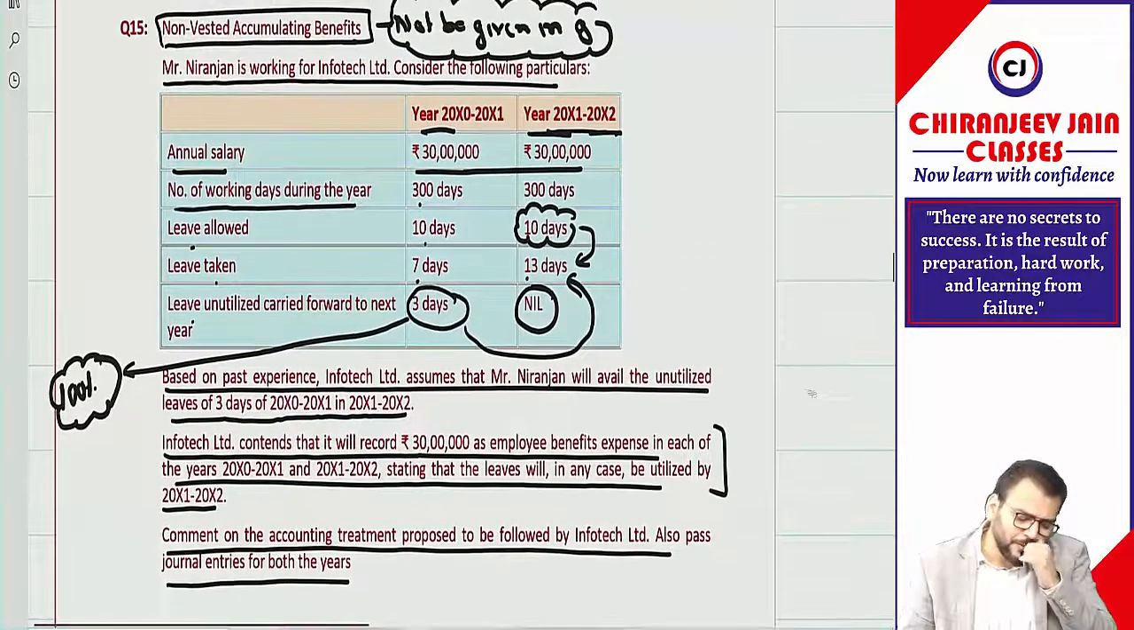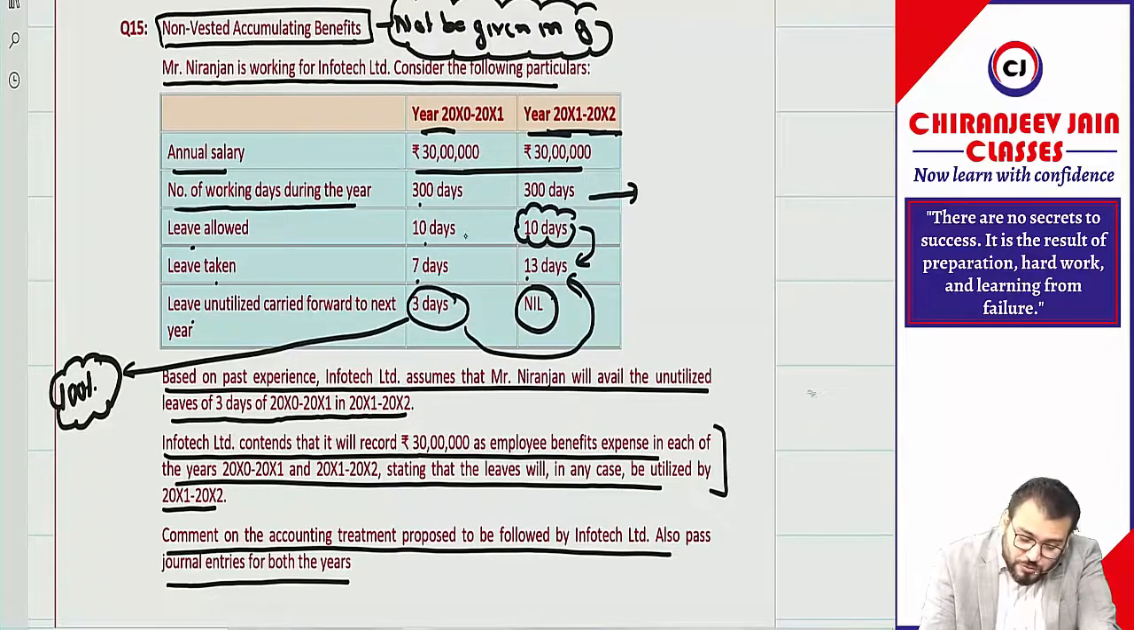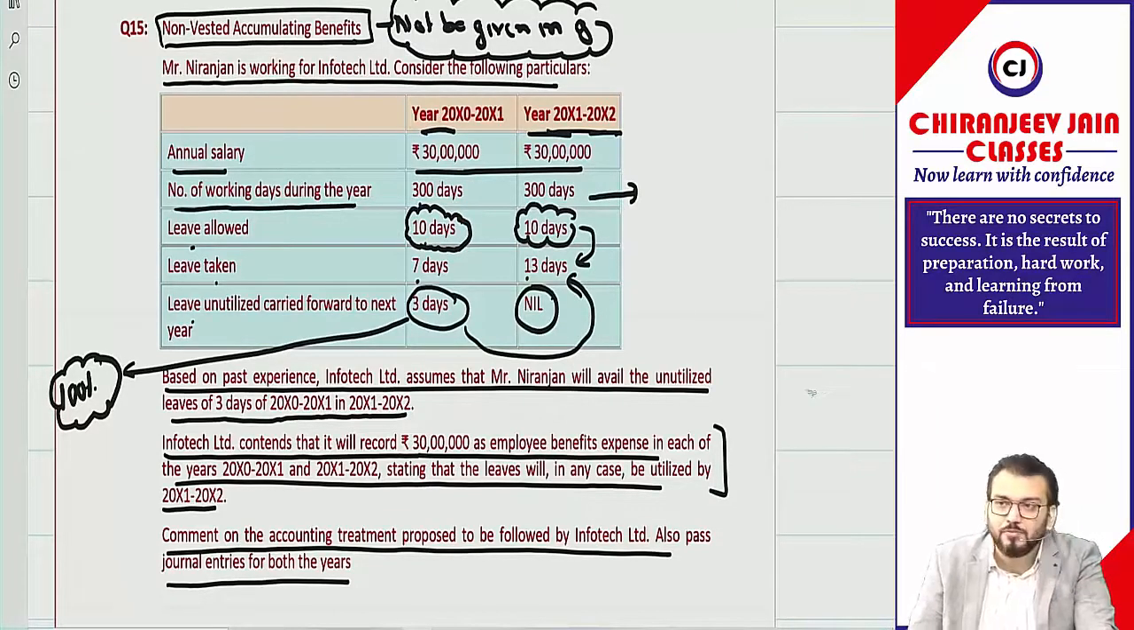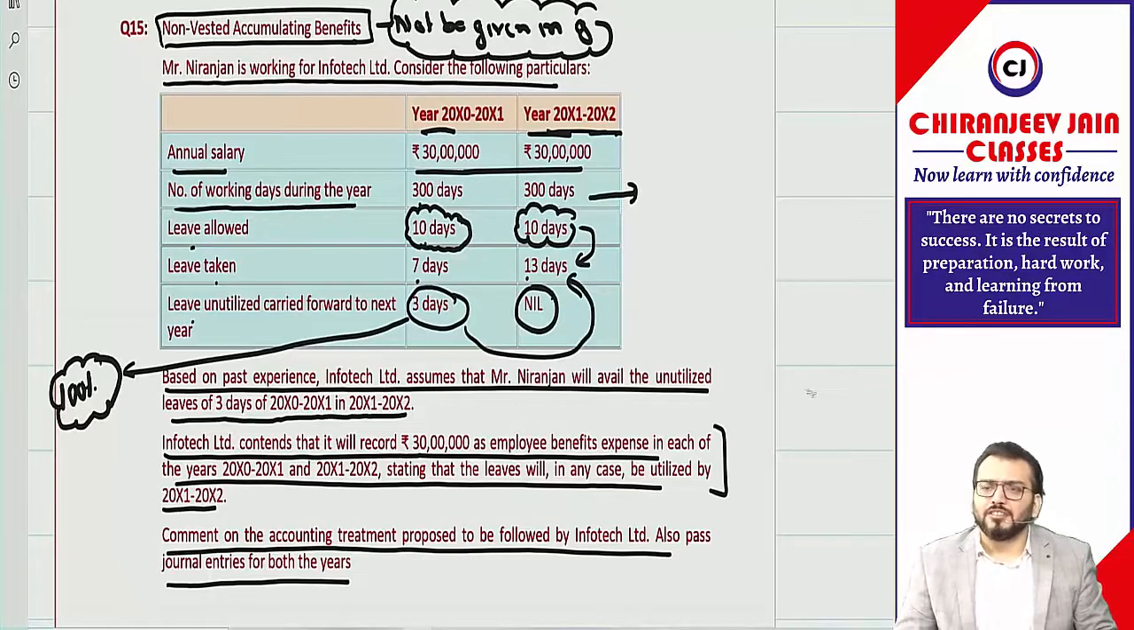But let me ask you one question. Whenever they have given number of working days during the year, will this be inclusive of these 10 days or exclusive of these 10 days? What do you think? Inclusive or exclusive? How many are saying inclusive? How many are saying exclusive? And I also say exclusive.